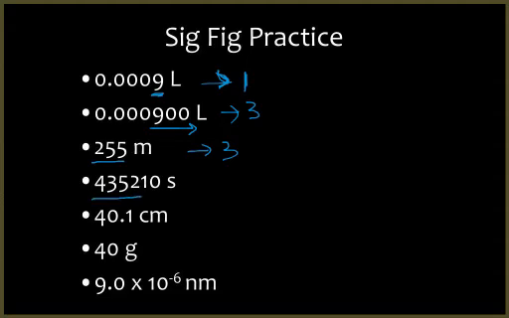These, all of the numbers except for that last 0 count, so this would have 1, 2, 3, 4, 5. This one, that's a captive 0, all of those count, that would be 3. This one, only the 4 counts because there's no decimal there, so this would only have 1. And in scientific notation, anything in front of the times sign counts, so this would have 2.